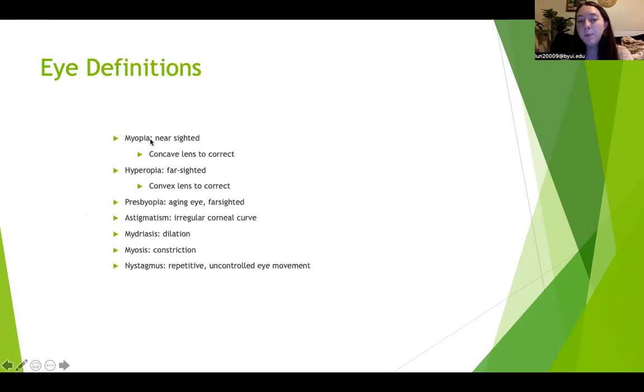Eye definitions, myopia means you're nearsighted. Nearsightedness needs concave lenses to correct. Hyperopia, farsighted, convex lens to correct. Presbyopia, aging eye means they're farsighted. Astigmatism, they have an irregular corneal curve. Mydriasis, dilation. Meiosis, constriction. Nystagmus, repetitive, uncontrolled eye movement.